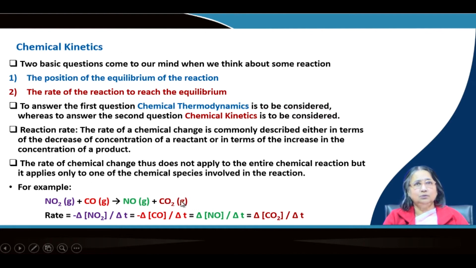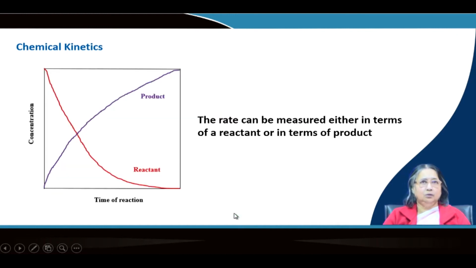But the only thing we have to remember is that if we express the rate in terms of the reactants, because the concentration is decreasing with time, a negative sign should be there. And if we describe it in terms of the product, then it will not be a negative sign, but a positive sign. But both are okay.